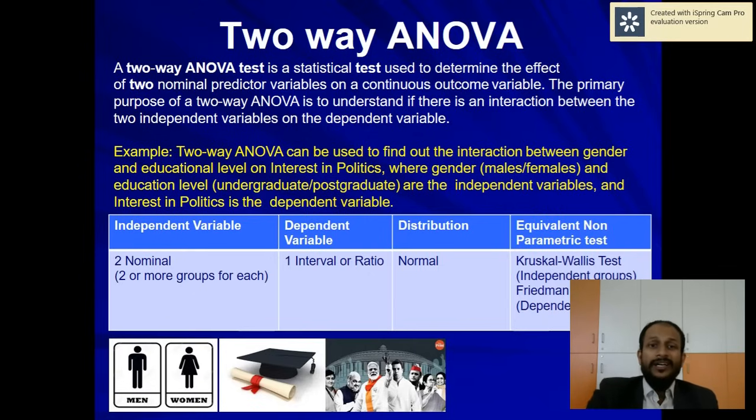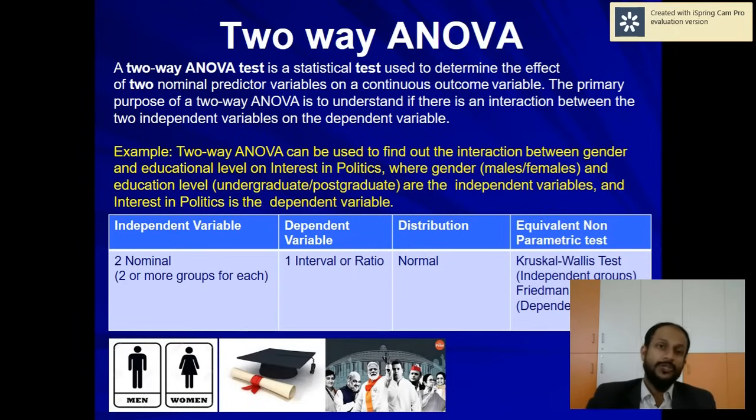education level, whether it is undergraduate or postgraduate, or it could be vice versa. Here I want to find out how the education level is affecting the interest in politics, and how the strength of the impact of education level on interest in Indian politics is influenced by gender. So this is what we call the interaction effect. We have explained this further in the previous videos, which you can always refer to.